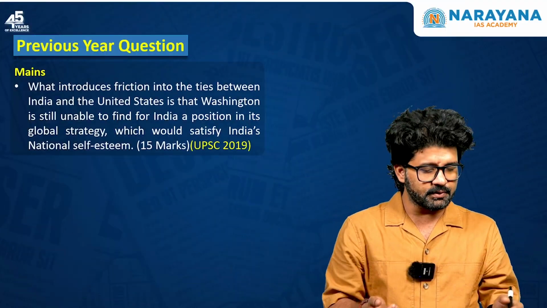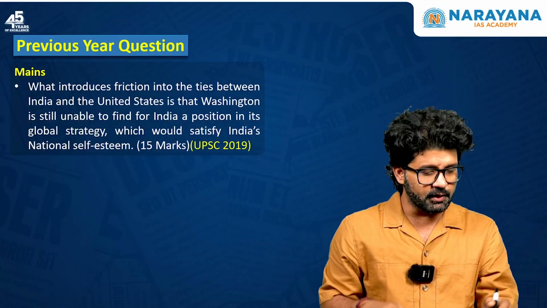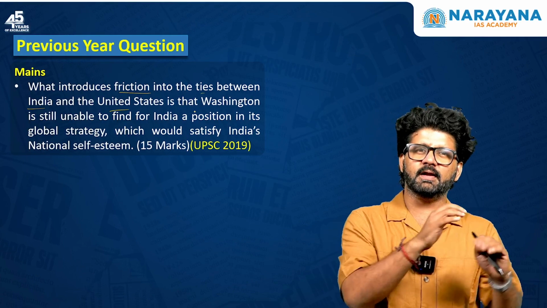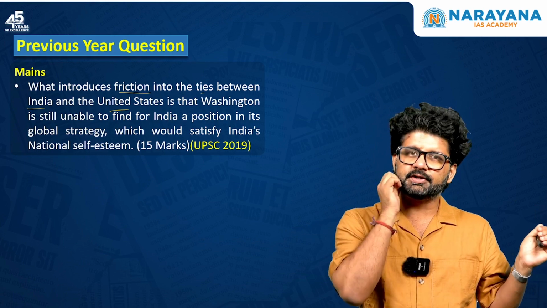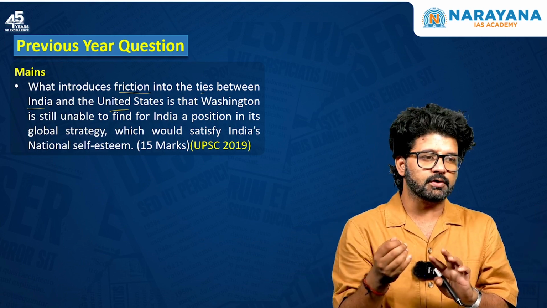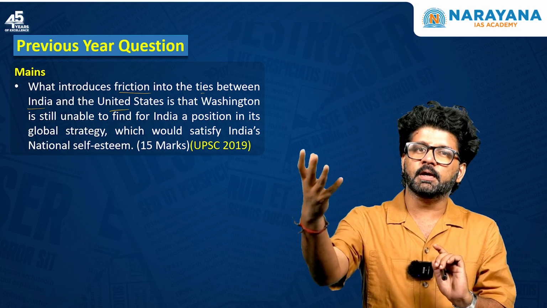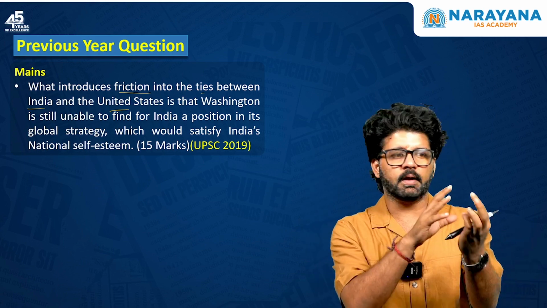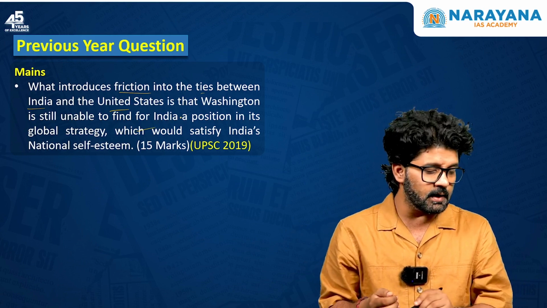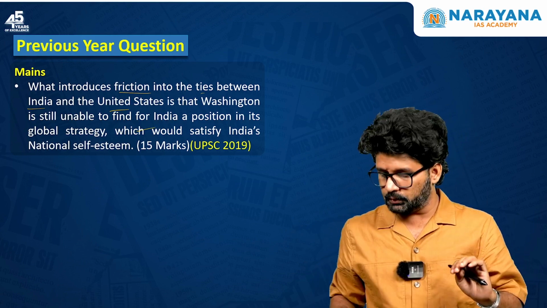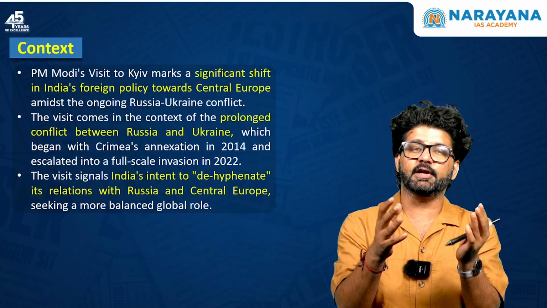So previous year questions in mains related to what introduces friction into the ties between India and US. Like, I think 2-3 years back in the DNA, we talked about how India and US are fighting over dual-use goods because those dual-use goods can be exported to Russia by India. So all these things are different areas of friction. These kinds of questions have been asked by UPSC in mains, and we should be ready for prelims also, especially the places which are in the news, PIN.